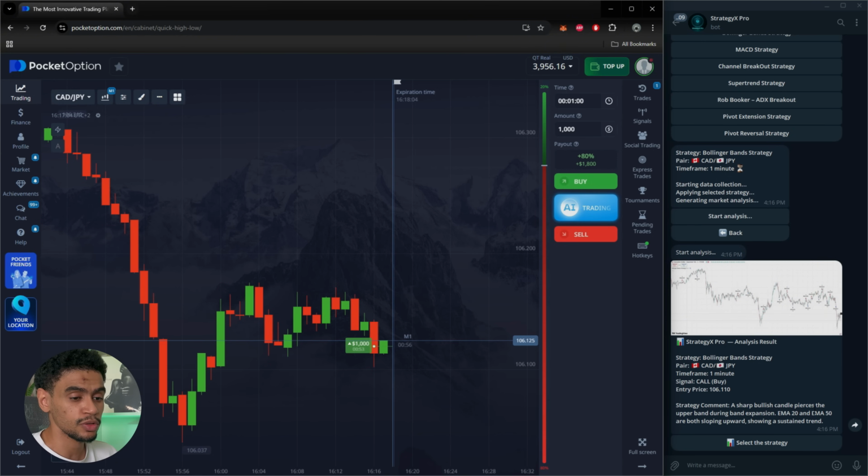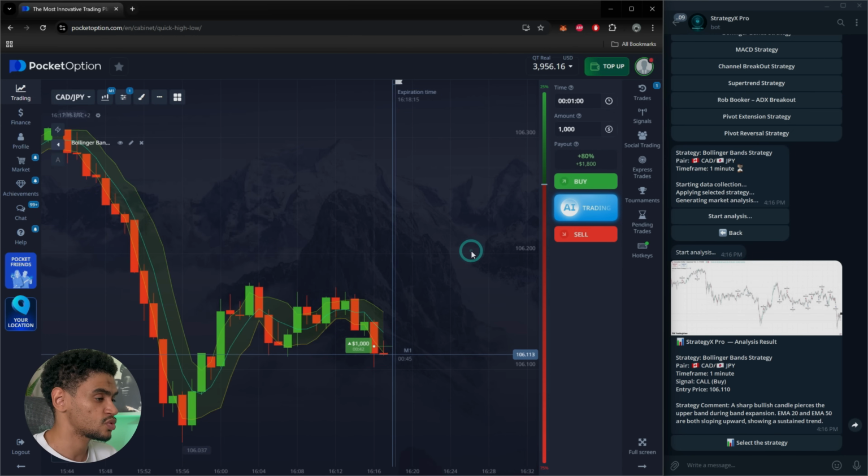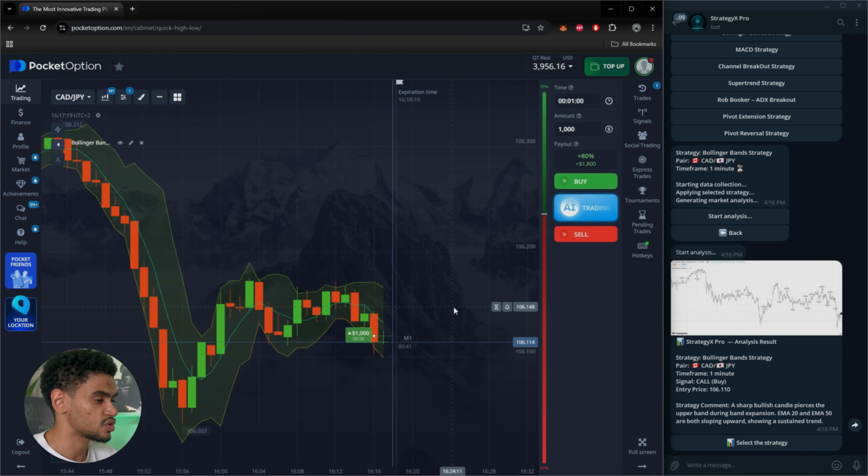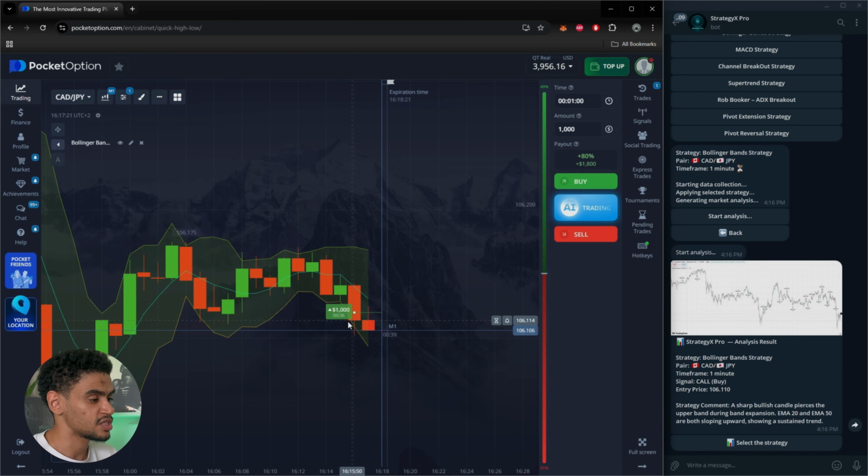And let's look at the analysis. A sharp bullish candle pierces the upper band during band expansion. EMA 20 and EMA 50 are both sloping upward, showing a sustained trend. So we can add, of course, Bollinger Bands to the chart here, and let's increase the deviation to 2 because that's how it usually is. And you can see strong rejection here on this candle, and let's observe how we get the money here.